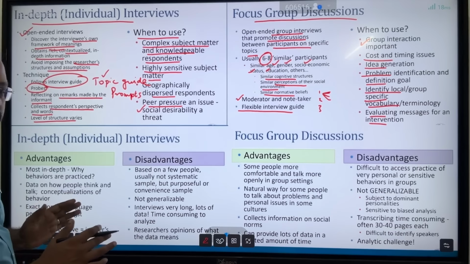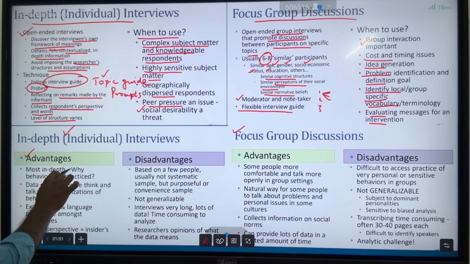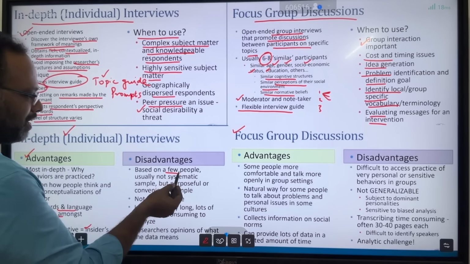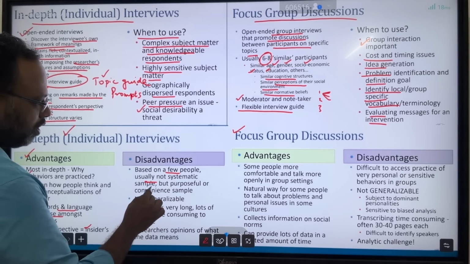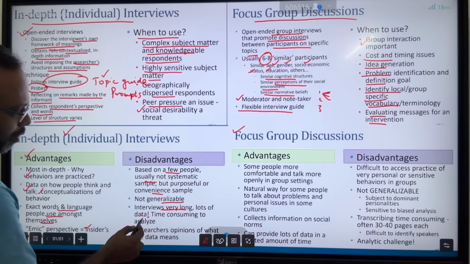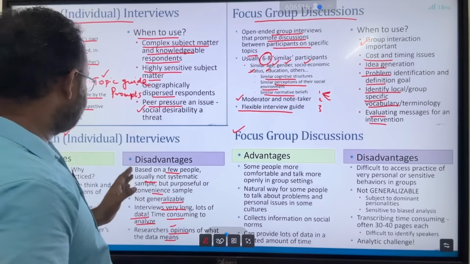Then what are the advantages of in-depth interviews and focus group discussion? Mostly in-depth interviews help us understand why behaviors are practiced, data on how people think and talk, and conceptualizations of behavior. The exact words and language people use among themselves can be studied based on a few people, usually not a systematic sample, but a purposeful or convenient sample. It cannot be generalized as we are dealing with a single person. Interviews go on for very long and provide lots of data. It is more time consuming to analyze. Researchers' opinions also will be included in the data. Those are the disadvantages of in-depth interviews.